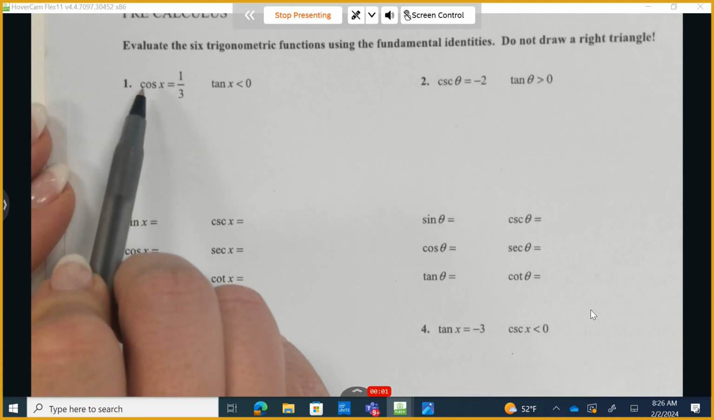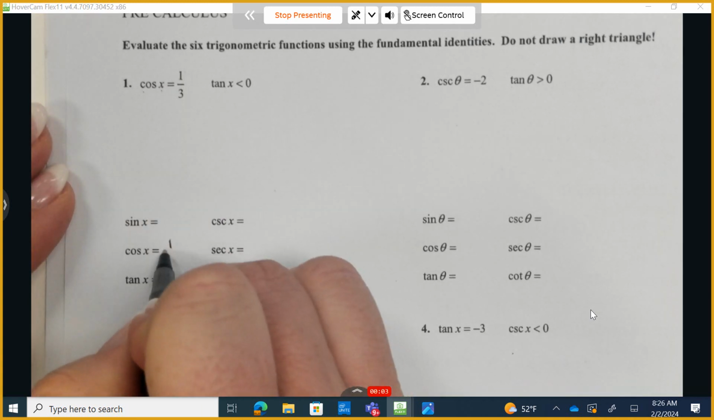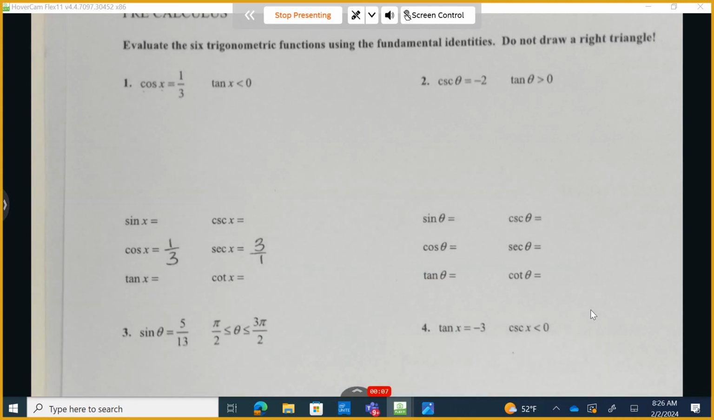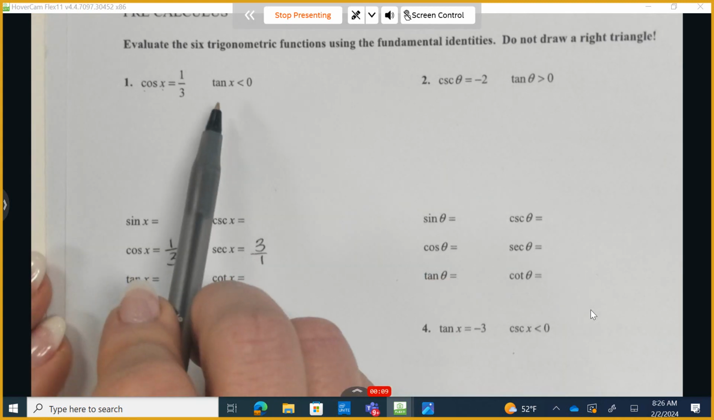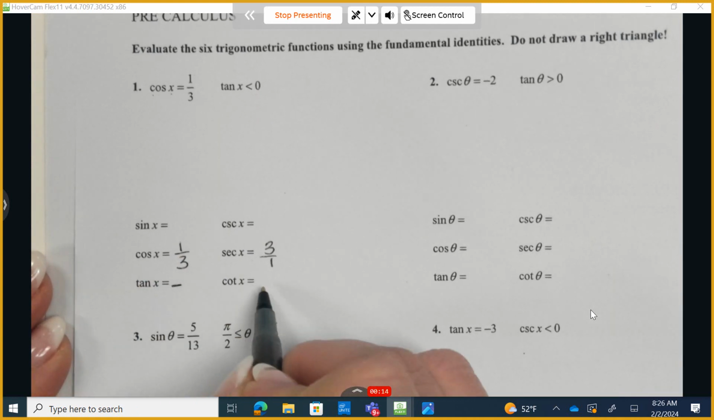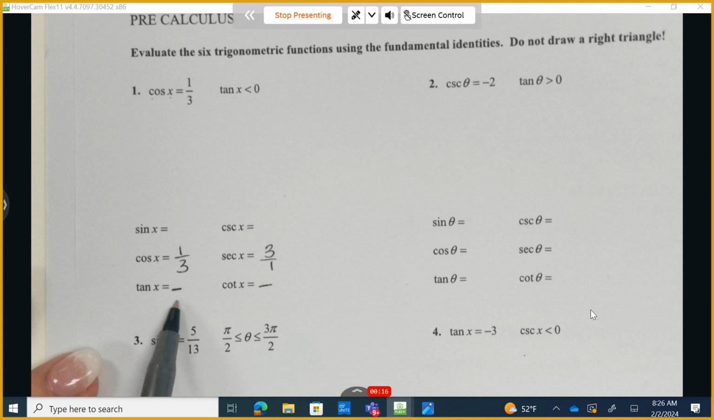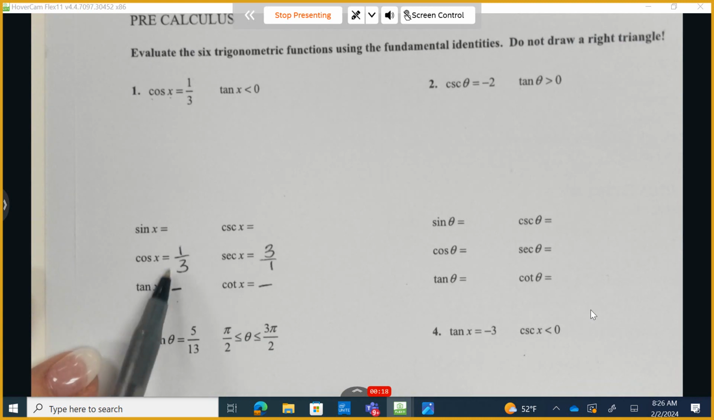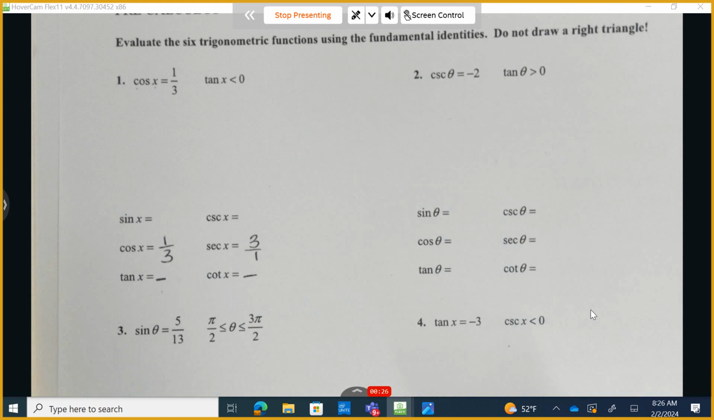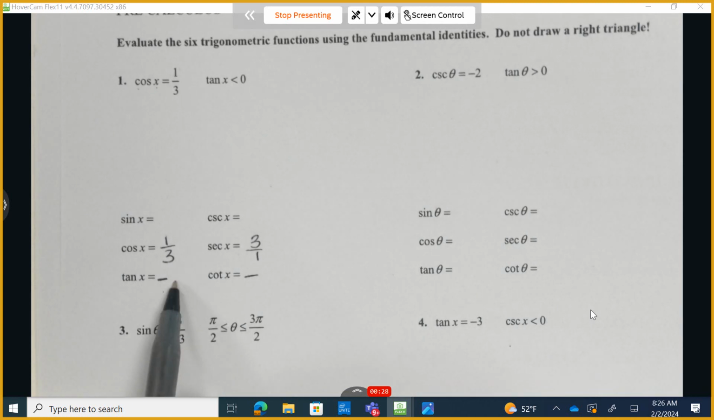From the homework, the cosine of x is 1/3. That means its reciprocal, secant, will be 3 over 1, or simply 3. Let's also recognize that the tangent is less than 0, so the tangent is negative. If the tangent is negative, that means that sine and cosine have to have different signs, because remember, tangent is achieved by taking sine over cosine. So if we get a negative answer, these are different signs.